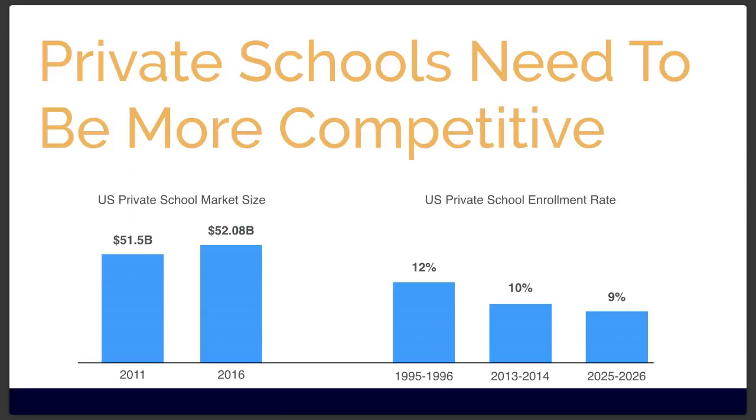And what's also been happening is that in the US, the private school enrollment rates are dropping. So the question is, how does that make any sense? The overall market size is growing. Private school sector is growing. But private school enrollment rates on a per school basis is shrinking. And what does that mean? That means that there's more competition. That means this is the reason why it's not enough to rely on word of mouth marketing.